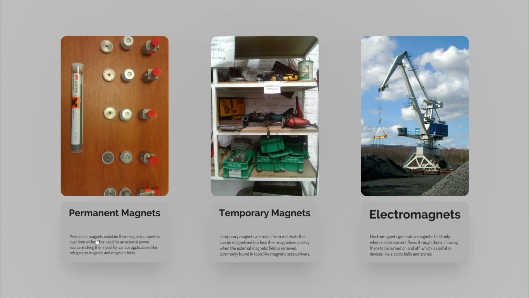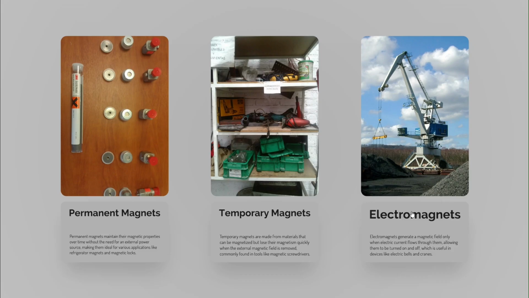So, permanent magnets maintain their magnetic properties over time. They don't need an external power source. Without the need of an external power system, they maintain their magnetic property. But a temporary magnet is magnetized due to some external magnetic force, and its magnetism will be lost after the external force is removed. So in this case, a permanent magnet does not need an external system, but temporary magnets need an external power source or an external magnetic field.